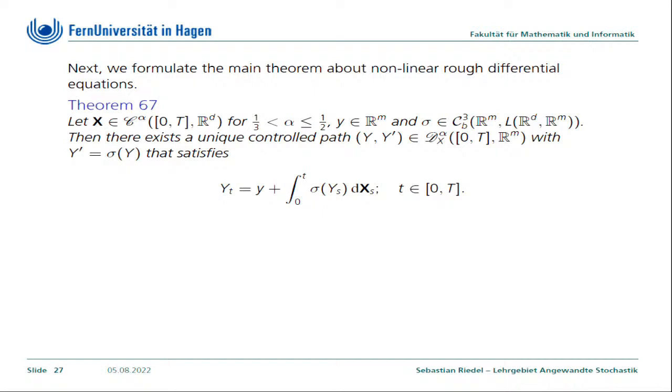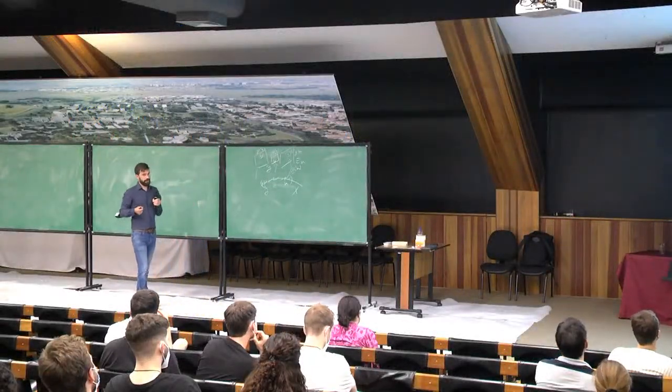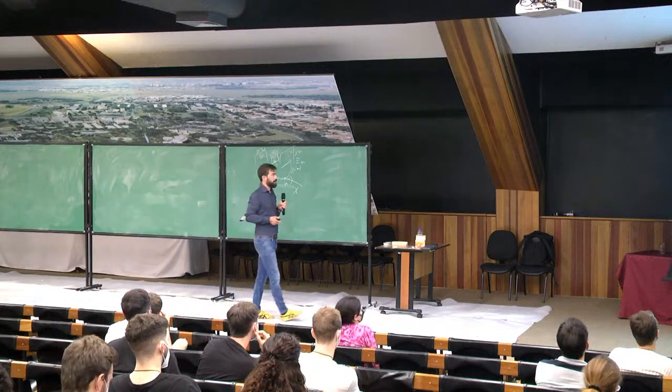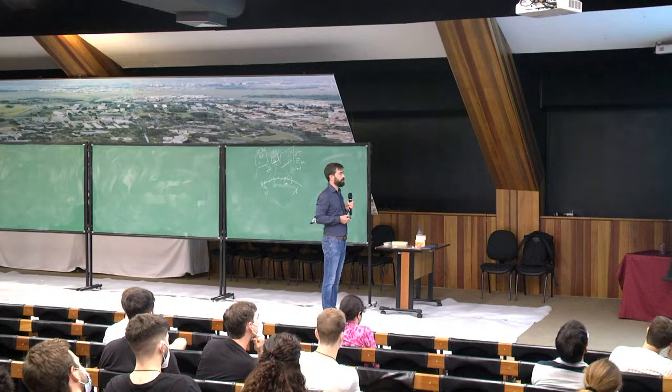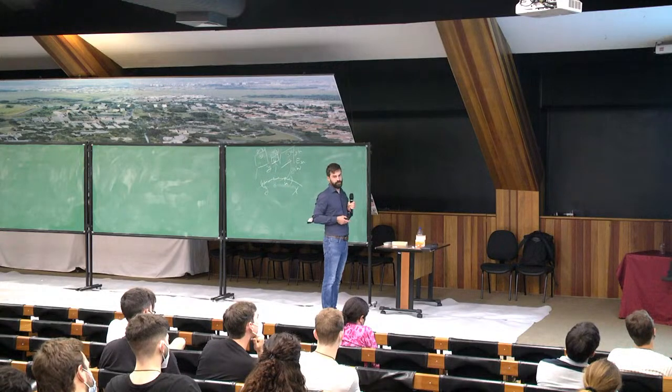We have some vector field. And for the vector field, I assume that it's 3 times differentiable, bounded, and has bounded derivatives. This is not an optimal condition, of course. Maybe I will come to that, but let's assume that for the moment. And then the statement is that there is a unique controlled path with the property that the y prime is equal to sigma of y that satisfies this equation here.